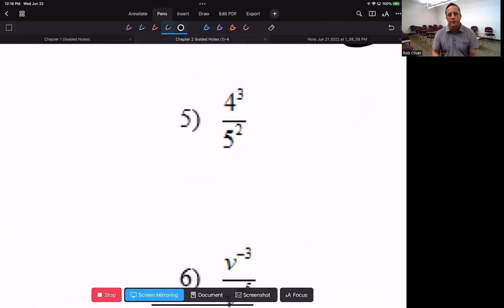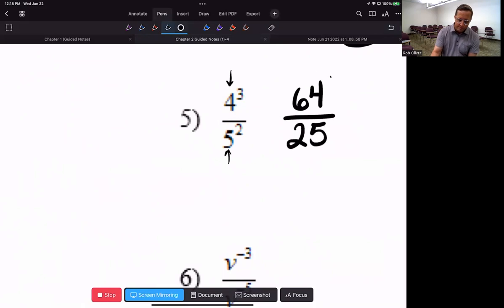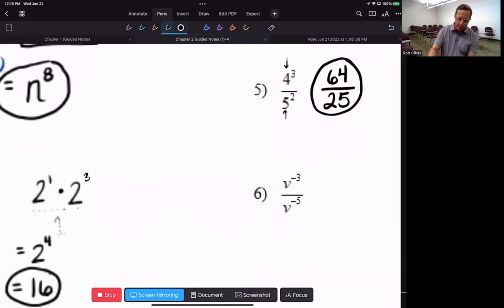All right. Now for number 5, it's very tempting to subtract the 3 and the 2, to subtract those exponents, but we cannot do that. Do you know why? Think about it for a second. The reason is because they're not like bases. We have a 4 here and we have a 5 there. They're not the same base. They're totally different. So we're just going to work those out separately. So 4 to the third power equals 64 and 5 squared equals 25. And that's it for number 5.